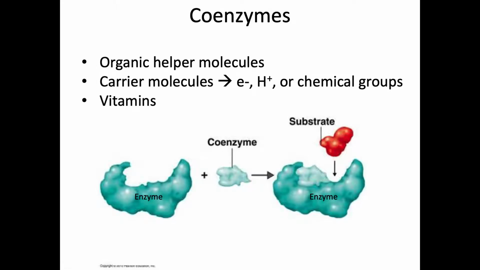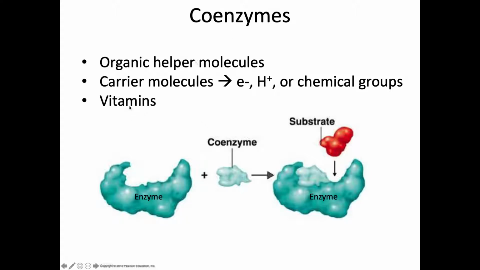Okay, and now let's talk about the important players of cellular respiration. We have these molecules called coenzymes, and these coenzymes are organic non-protein helper molecules. What does that mean? Well, they shuttle things from one place to another within the cell, within the mitochondria. So you can think of them as carrier molecules. They can either carry electrons, hydrogen ions, which another word for is protons, or they can also shuttle chemical groups.